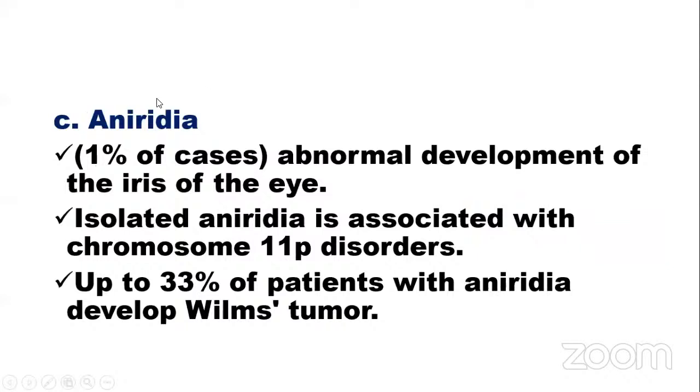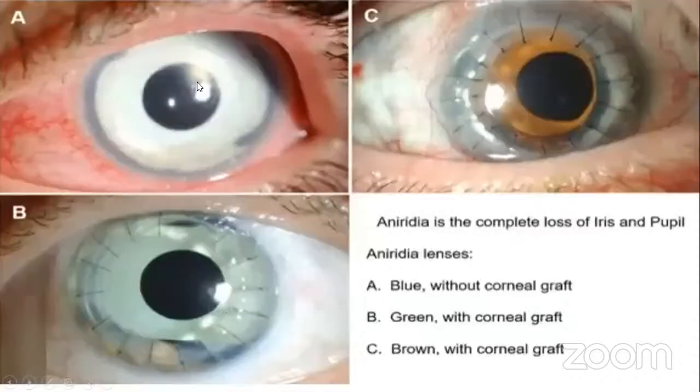Wilms tumor. Aniridia is 1% of the cases out of the 15%, an abnormal development of the iris of the eye, so it is isolated. Aniridia is associated with chromosome 11 disorders, and up to 33% of the patients with aniridia develop Wilms tumor. Aniridia is a complete loss of iris and pupil.